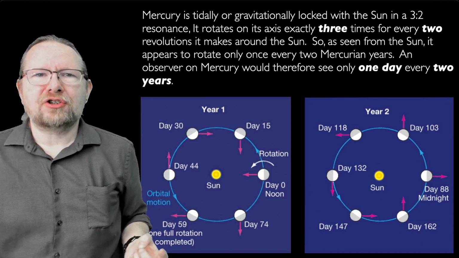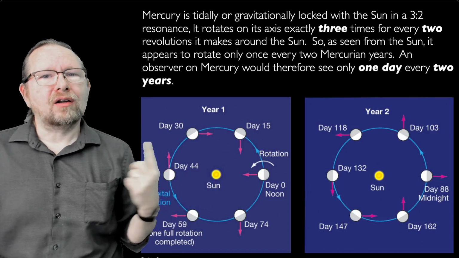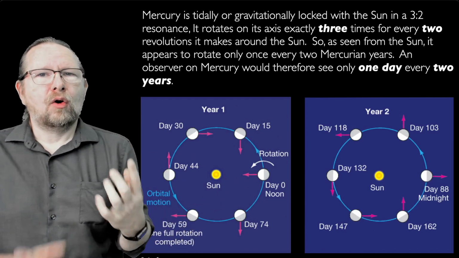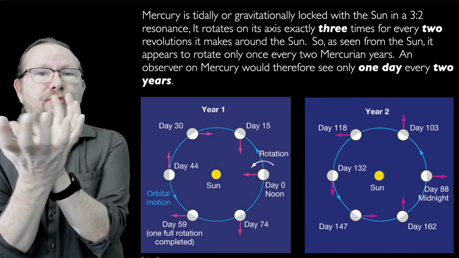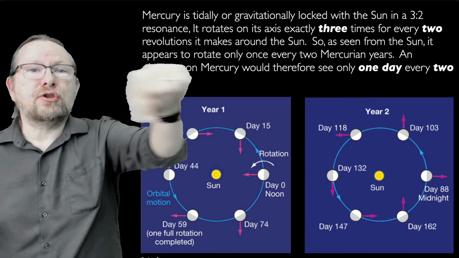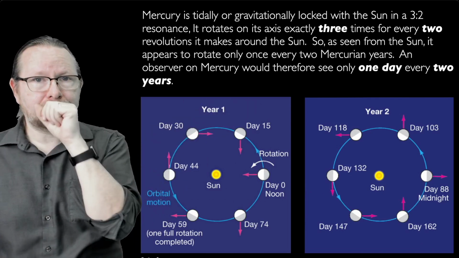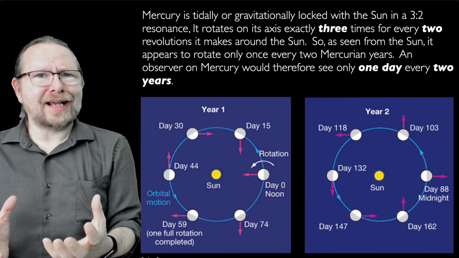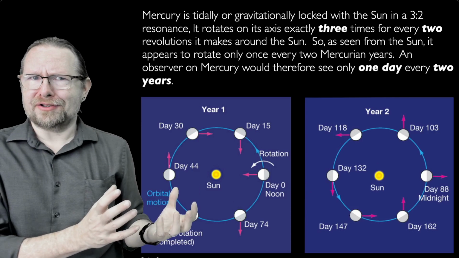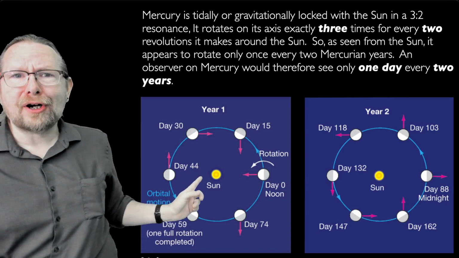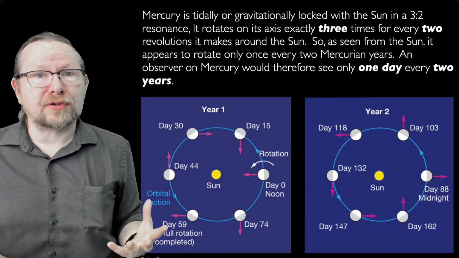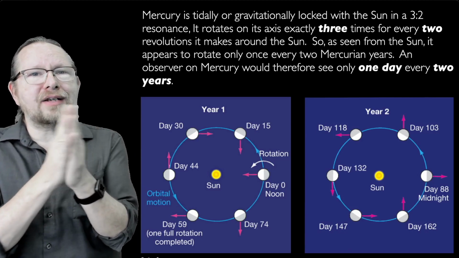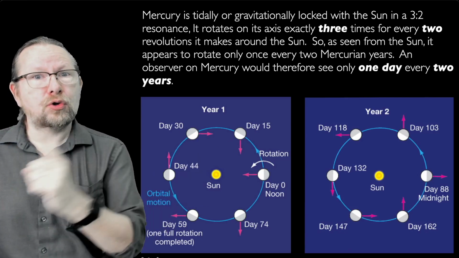Mercury's rotation and its revolution are locked together in what's called a resonance. Mercury rotates on its axis 3 times every 2 times it orbits the sun. So that means there's 3 days every 2 years. It's really hard to picture. If you were on the surface of Mercury looking at the sun, you would see 1 sunrise and 1 sunset every 2 orbits.